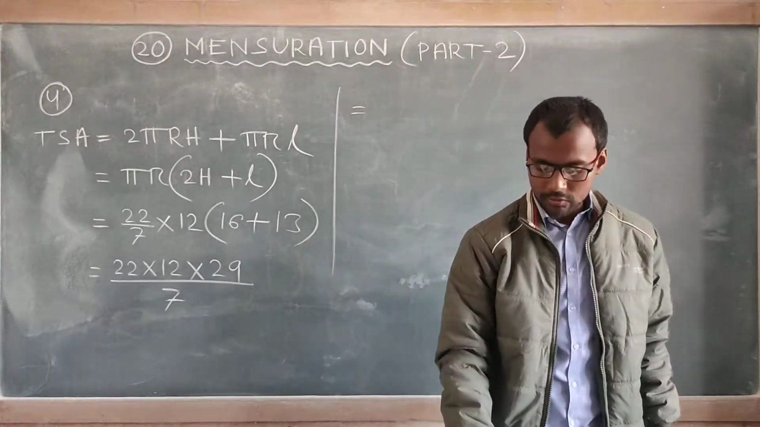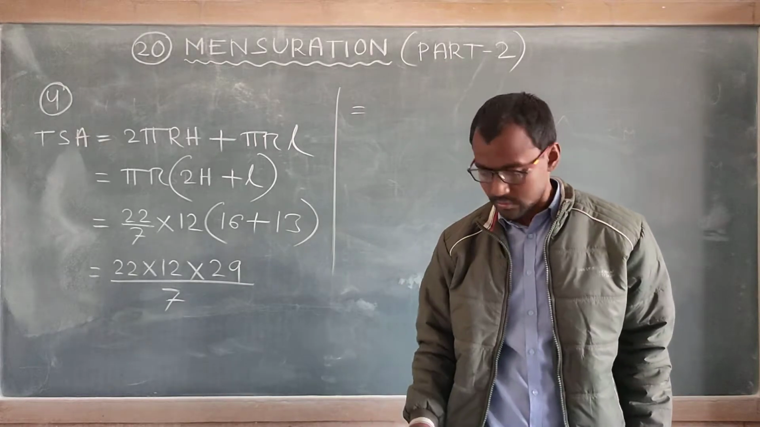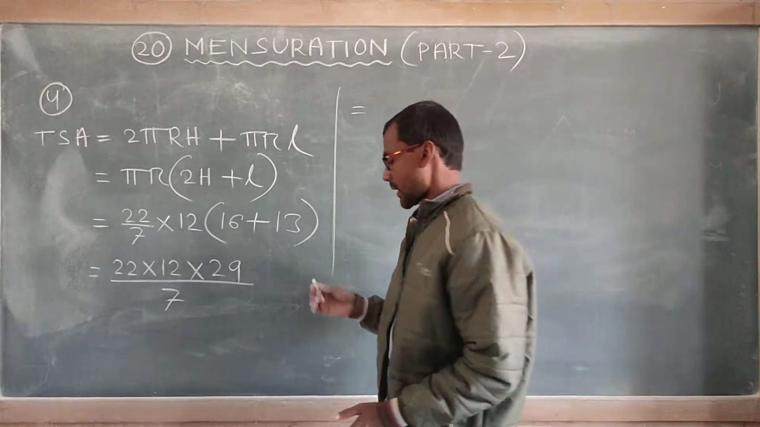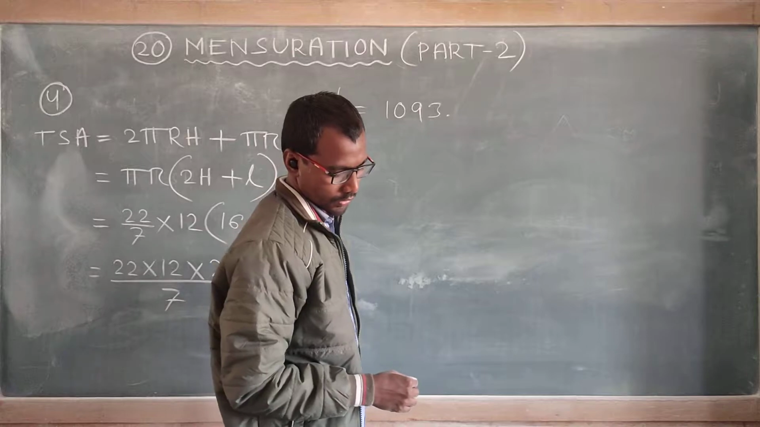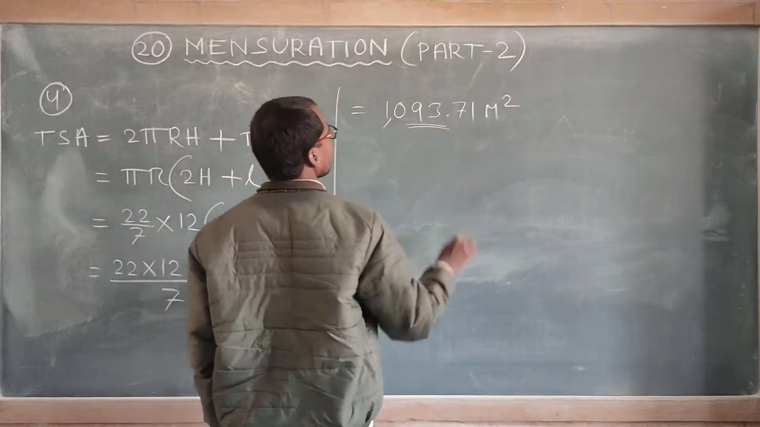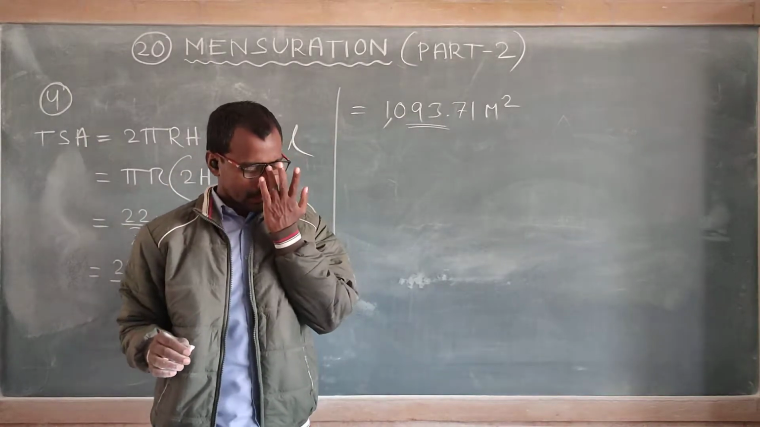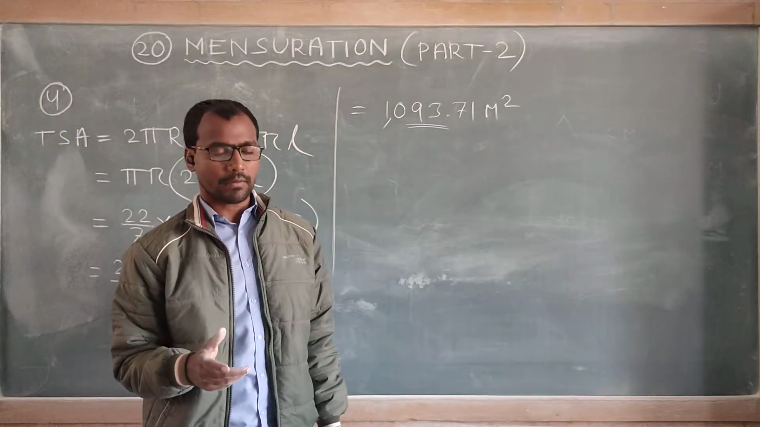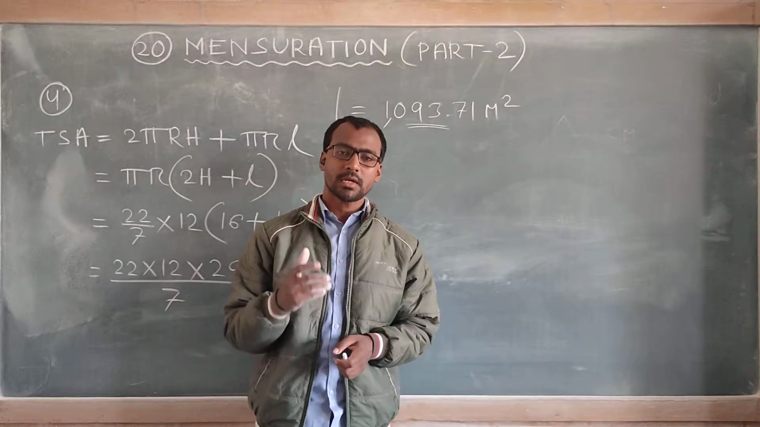Now we get 22 into 12 into 29, which is 7656 divided by 7, 1093.71429, which is 1093.71 square meter. This is the total surface area of the tank. Then move to second bit. Find the area of canvas required to make this tent. We will make this tent using canvas. And the area of the canvas should be more than this, because some part of the canvas will be definitely wasted.